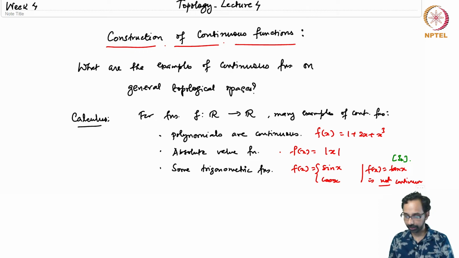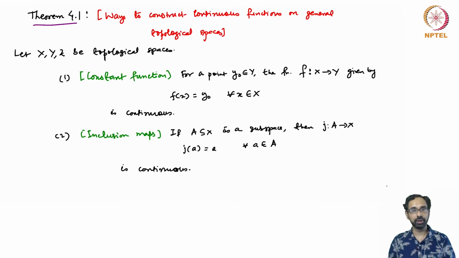And so now for the functions on the real line, we have plenty of examples. So the question arises, what are the examples of continuous functions on general topological spaces? In this lecture we will see some rules for constructing continuous functions on general topological spaces. So let us look at this theorem, and we will give different ways to construct continuous functions one by one. The first part says that constant functions are continuous.